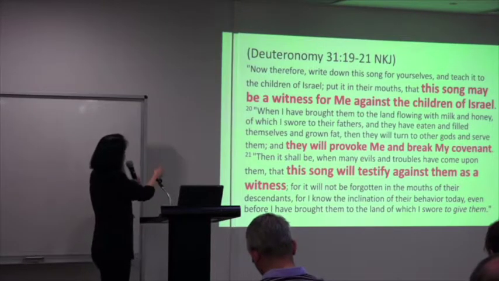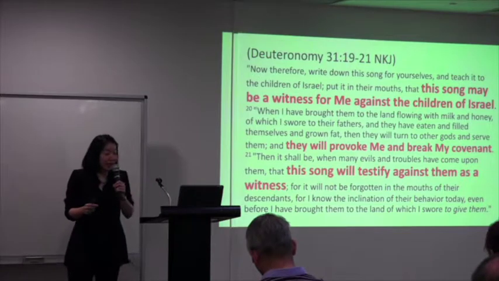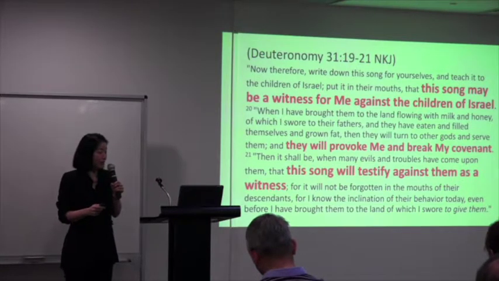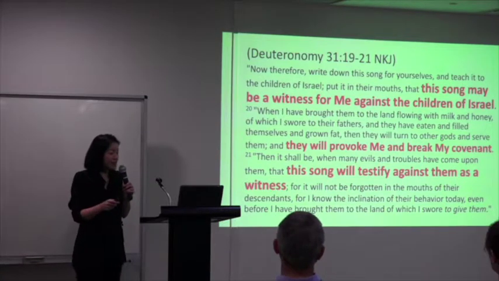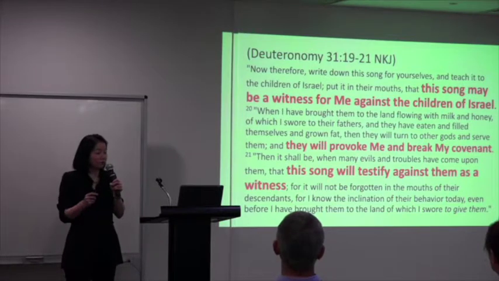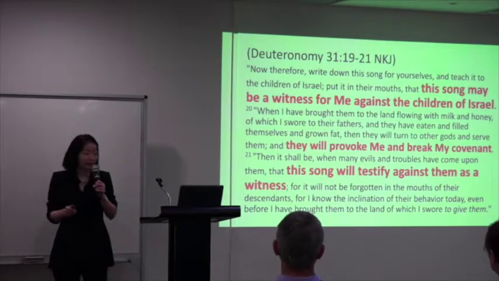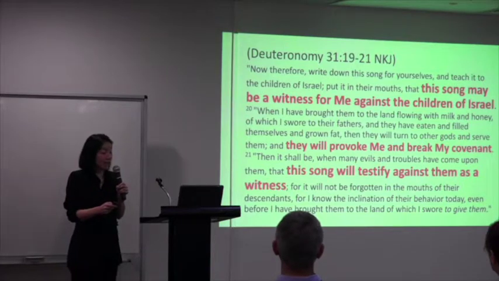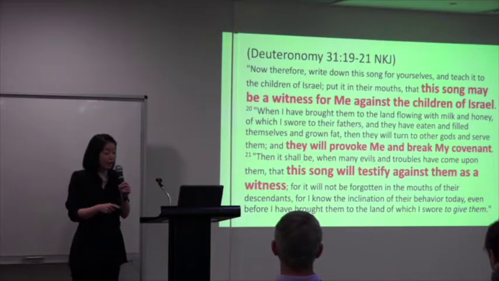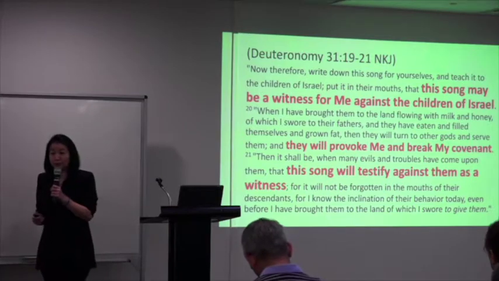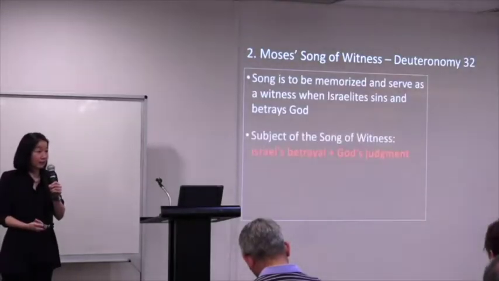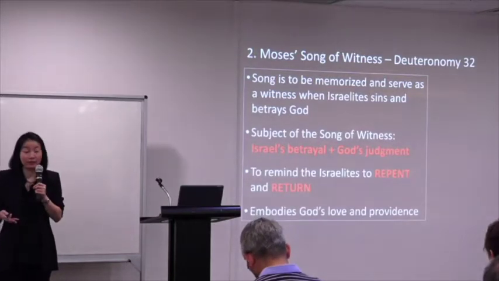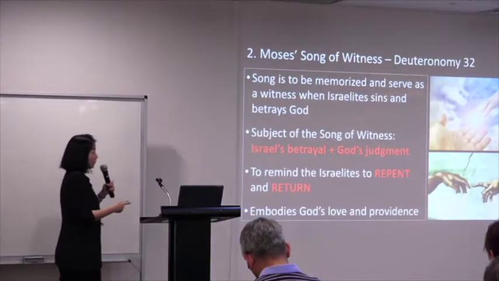So, verse 21: then it shall be, when many evils and troubles have come upon them, that this song, Deuteronomy 32, will testify against them as a witness, for it will not be forgotten in the mouths of their descendants, for I know the inclination of their behavior today, even before I have brought them to the land of which I swore to give them. So God knows we will sin in the future, and you have to come back. That's the key. So let's take a look at Deuteronomy 32.